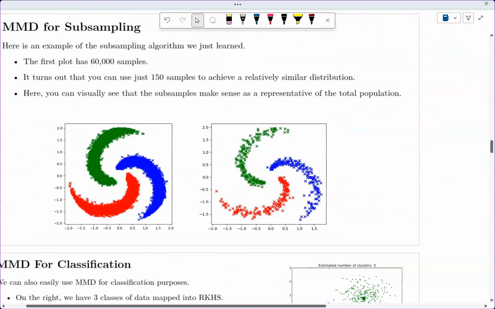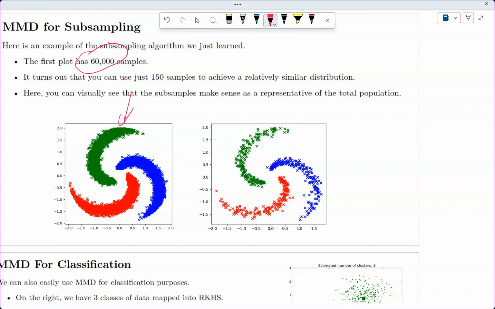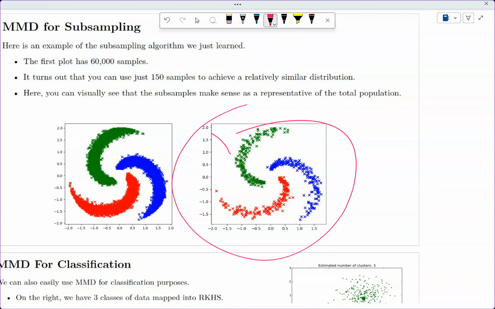So this right here is an example. I basically have a 60,000 sample set. This is quite a bit. And when I use this idea with an MMD, essentially I can achieve an almost equivalent distribution. The two distributions are very, very similar with just 150 samples. And you would much rather be running algorithms on 150 rather than 60,000. And you can visually see that it is a reasonable representation of the original data. Okay, so that's one application for MMD.